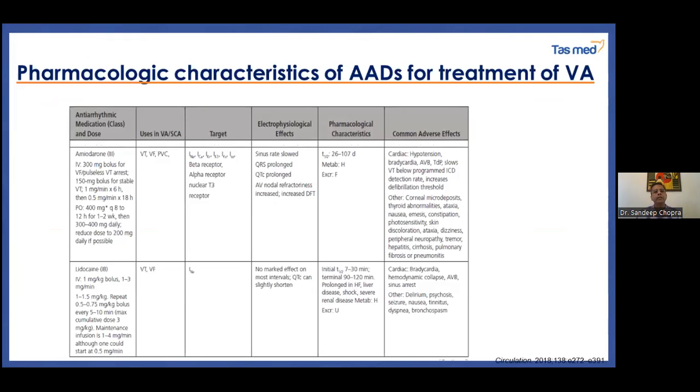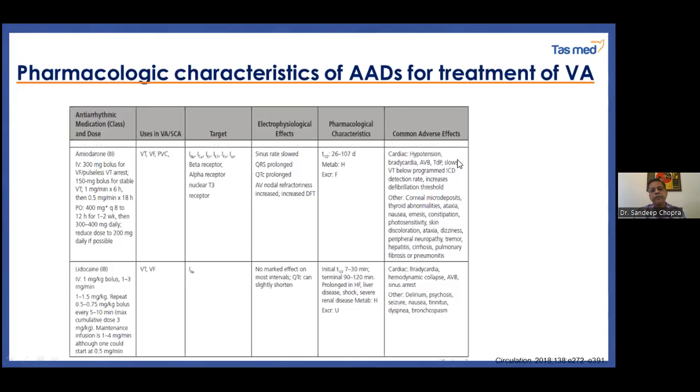The doses being for amiodarone, you can give a 300 milligram bolus for pulseless VT arrest or VF. Obviously, if it's VF, you need to cardiovert your patients first. Then 150 bolus for a stable VT, followed by 1 milligram per minute for 6 hours, and then 0.5 mg per minute for 18 hours. Lignocaine can be given as a dose of 1 mg per kg bolus, and then 1 to 3 mg per minute. So these are the loading and the bolus doses and the infusion doses. The EP effects are sinus rate being slowed, QRS being prolonged, QTc prolonged with amiodarone.